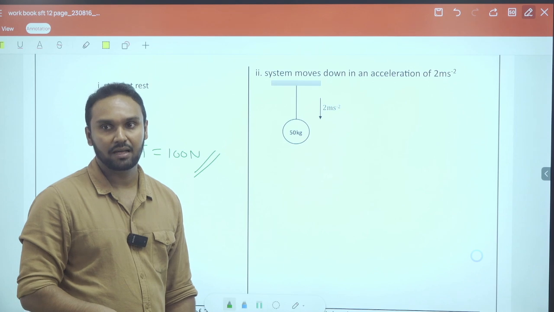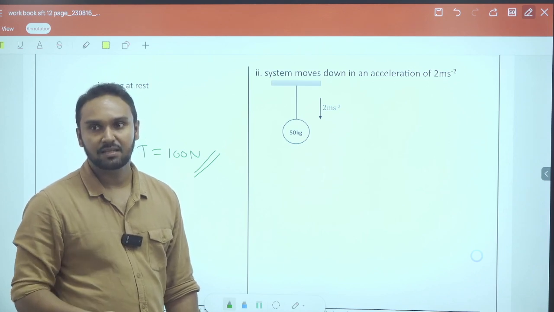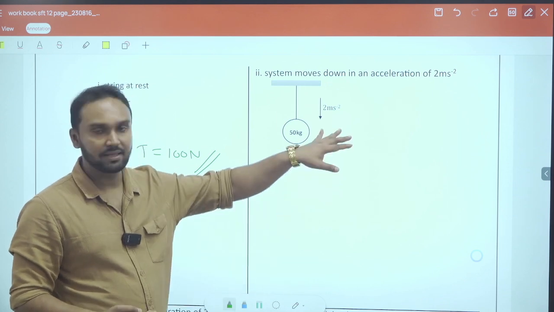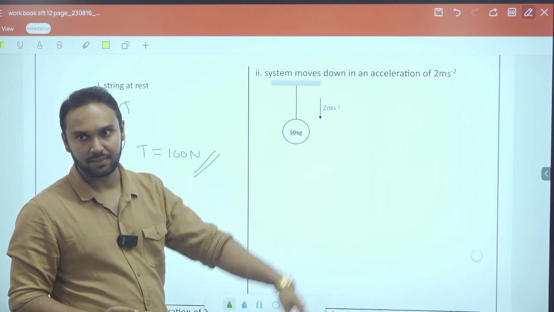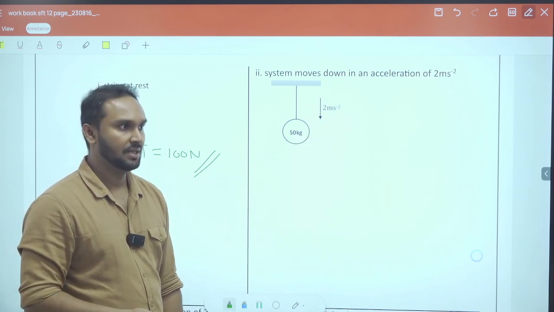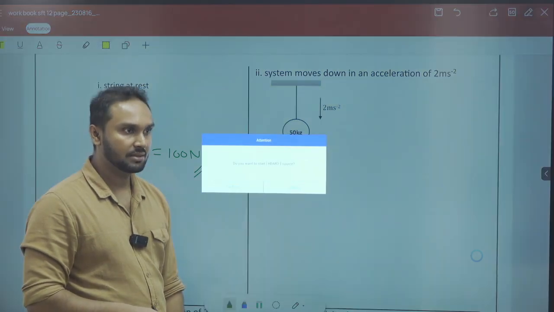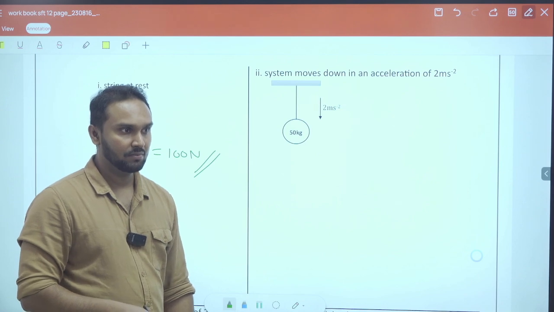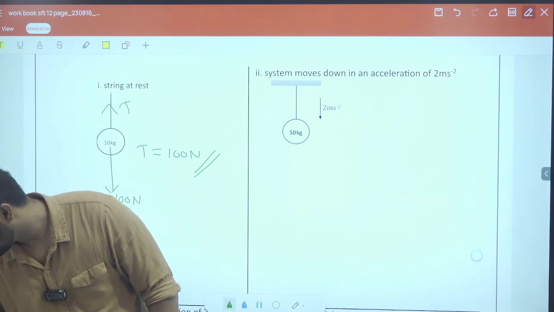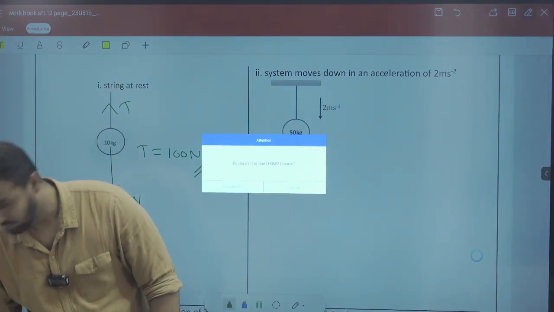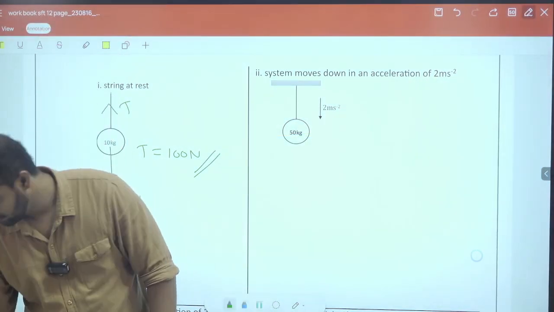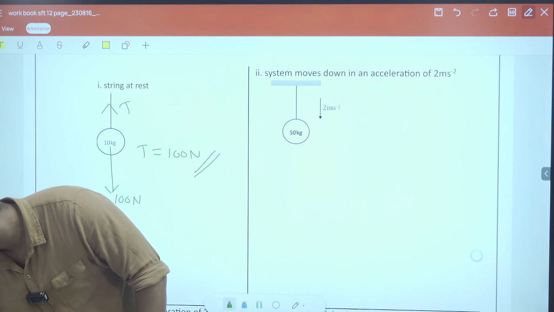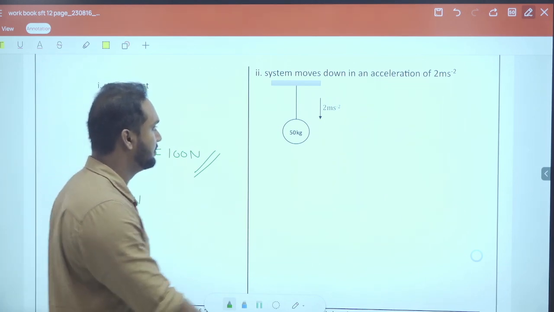So how do you calculate it? Same thing as the pulling system. First you find the acceleration, but now you don't have to because the acceleration is already given. So what's next? You isolate the object and mark the forces.